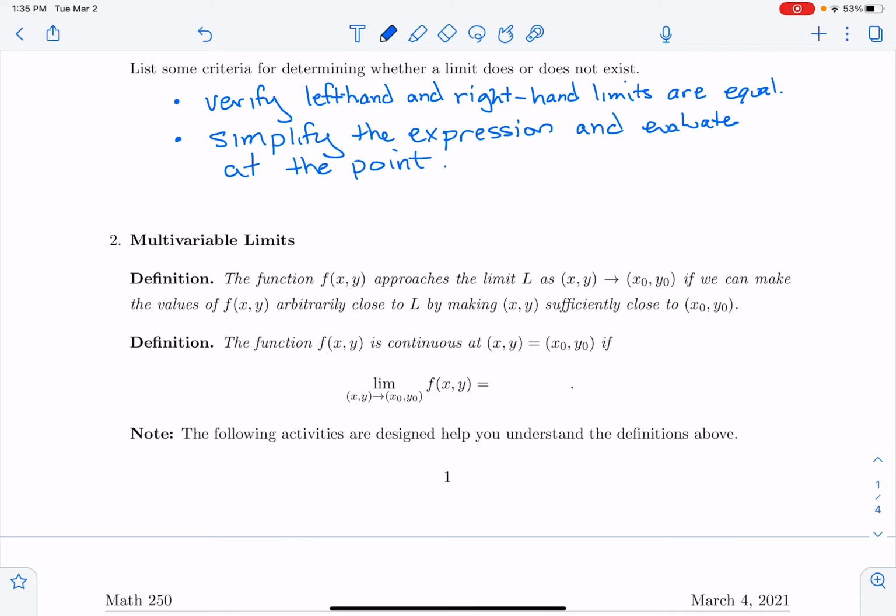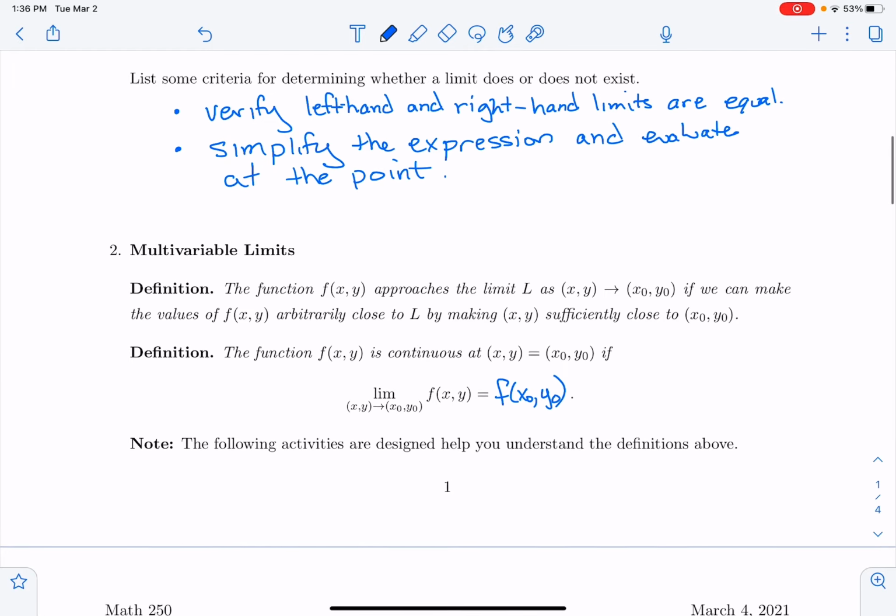Now, what about continuity? How does that work? Well, the function f of xy is continuous at xy equals x0, y0 if the limit as xy goes to x0, y0 of f of xy is equal to f of x0, y0. So this is actually the same definition of continuity that we had for single variable calculus. We need the limit as x and y goes to x0, y0 to exist, and we need it to equal f of x0, y0 if our function is going to be continuous.